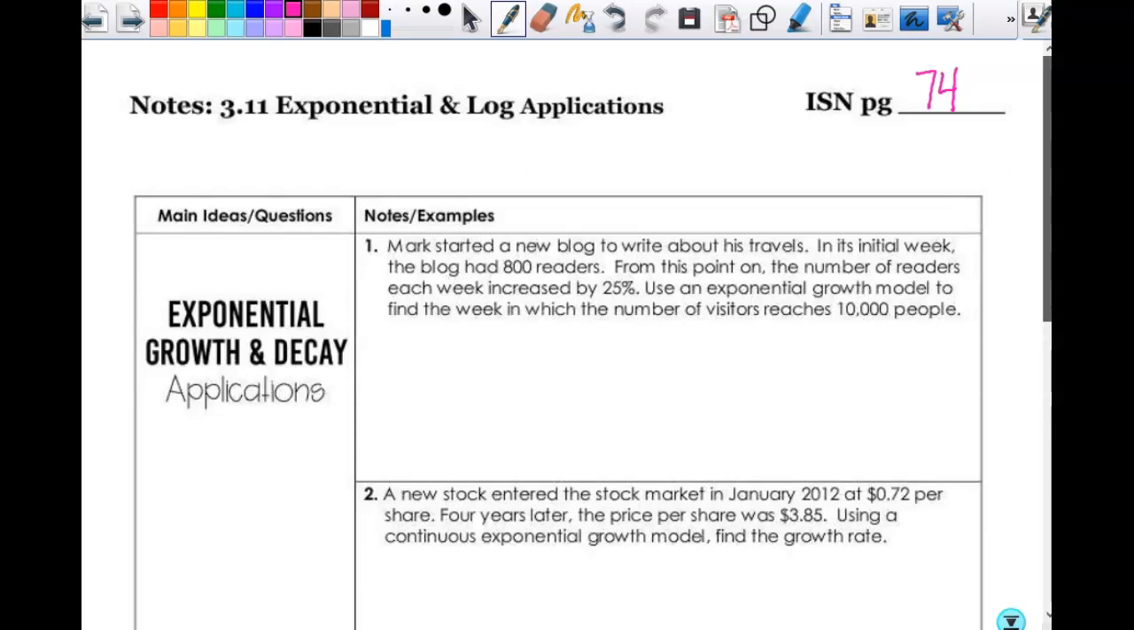So grab your ISNs, turn to page, let's see if it's on 62. Yeah, 62, and then I think maybe, what's on 63? I think it might be both pages. Yeah, so 62 and 63 are what we're going to need to look at today. Okay. All right, so exponential growth and decay applications.